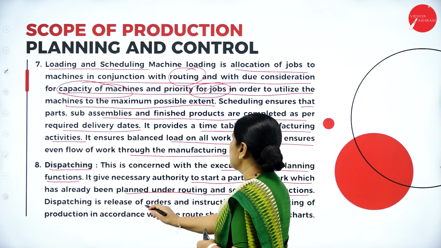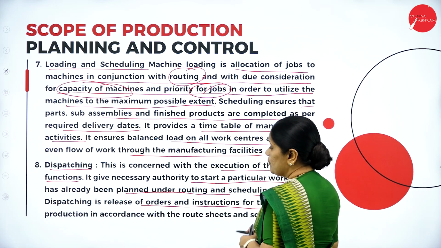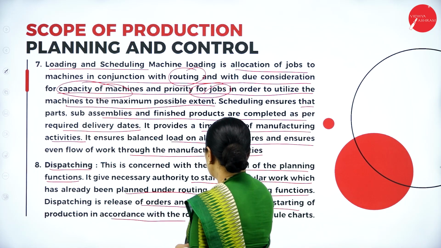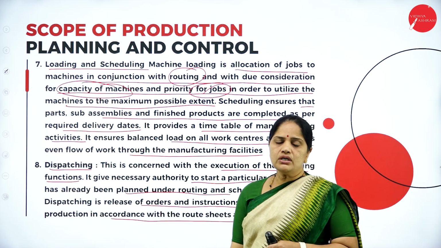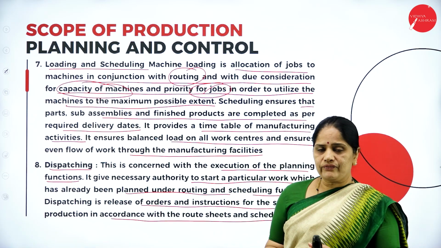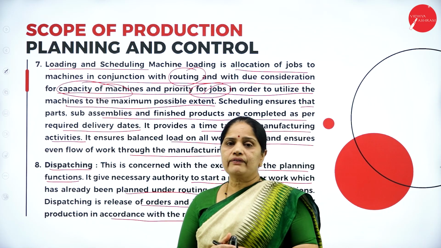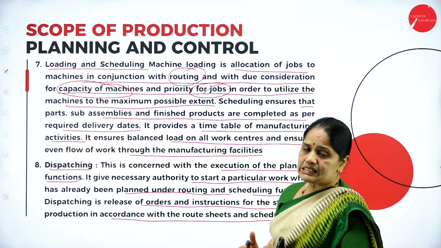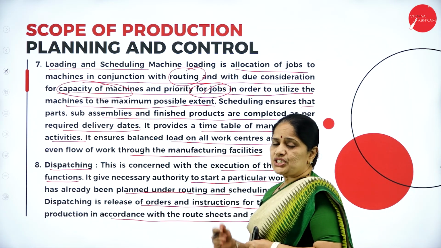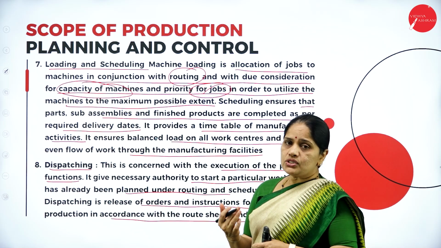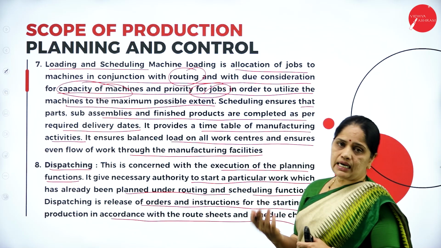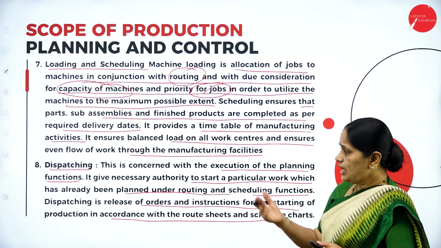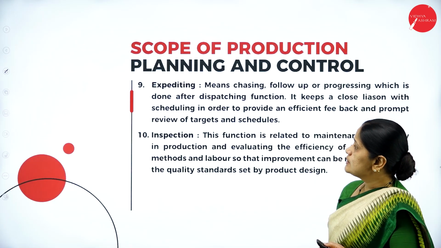It is the release of orders and instructions for the starting of production in accordance with the route sheets and the schedule charts. So you have already planned everything. Now after planning everything, you just give the release orders for all the machines and the labor, whoever is there. You give the orders and instructions and start the actual production. That is what we call dispatching.